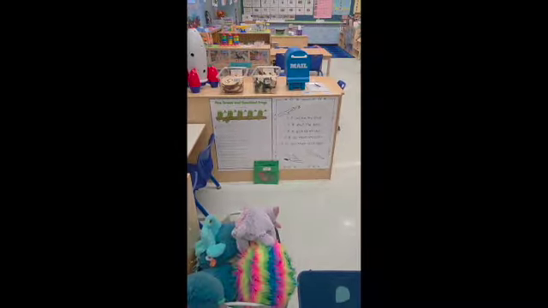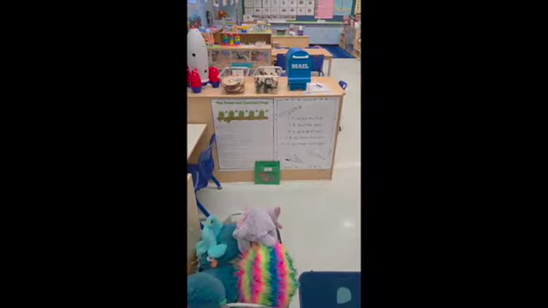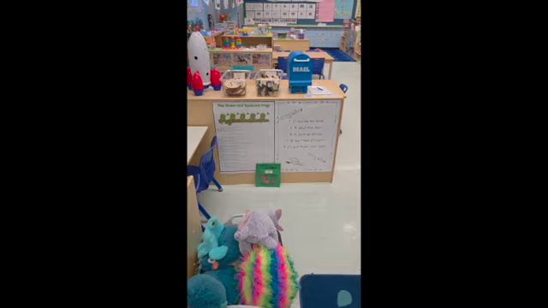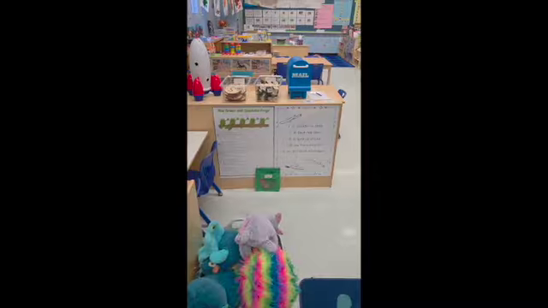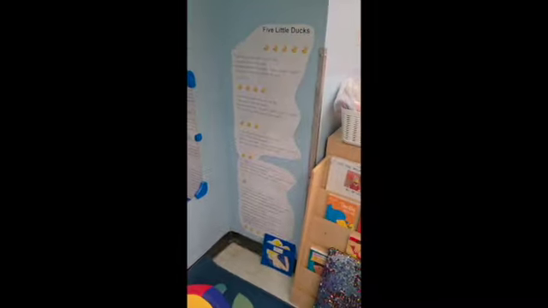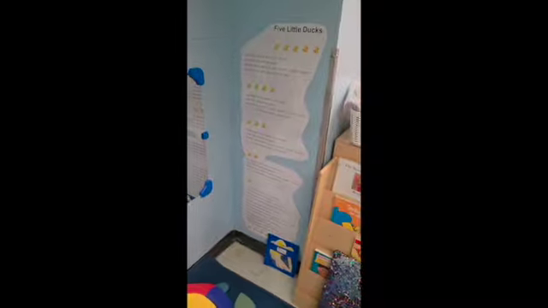Now we're in our library, which doubles as our cozy corner. For numbers and operations, I have posters with rhymes on them, such as 5 green and speckled frogs, 1, 2, buckle my shoe, and my class's favorite, 5 little ducks. I've also placed some puppets there so they can use them while retelling and rereading the poems.